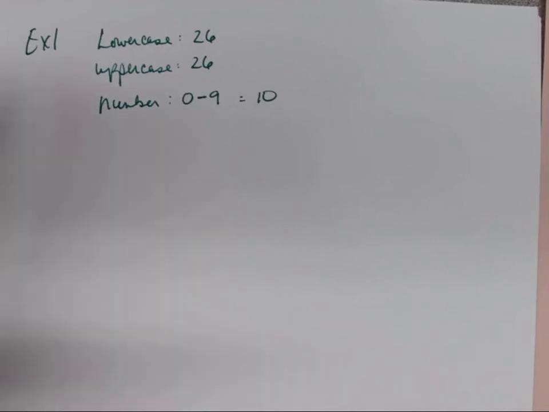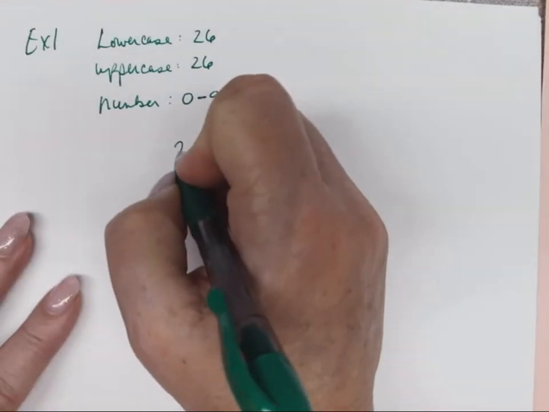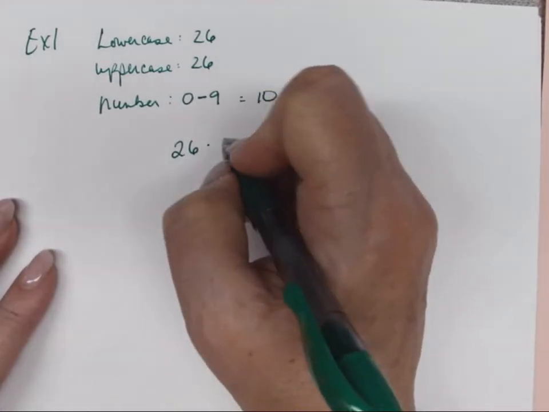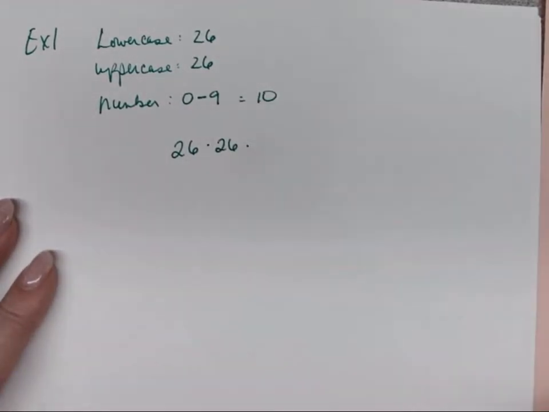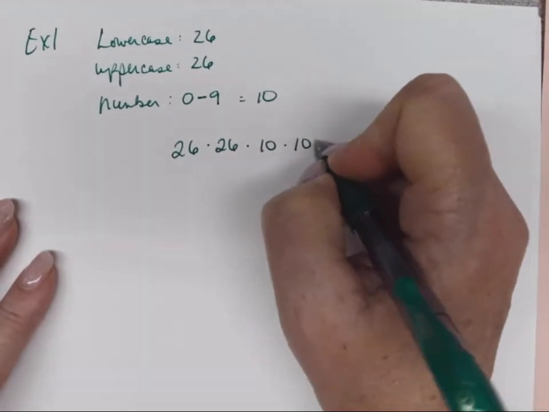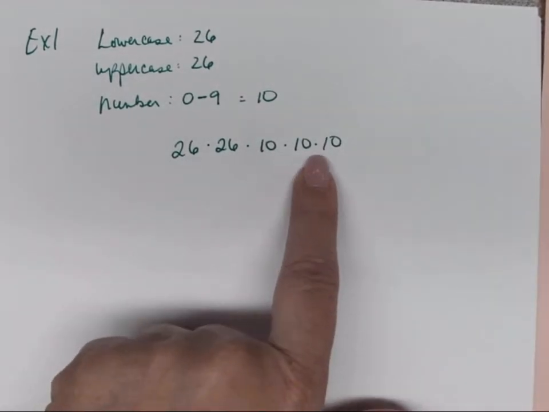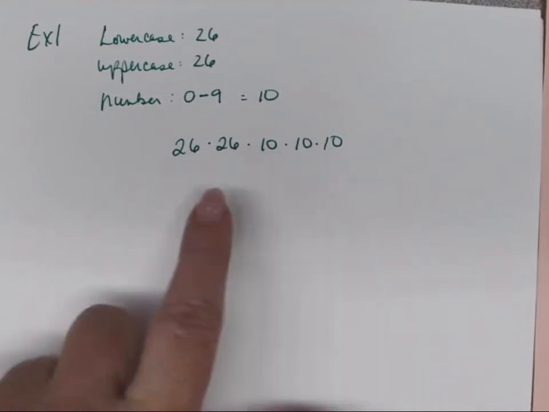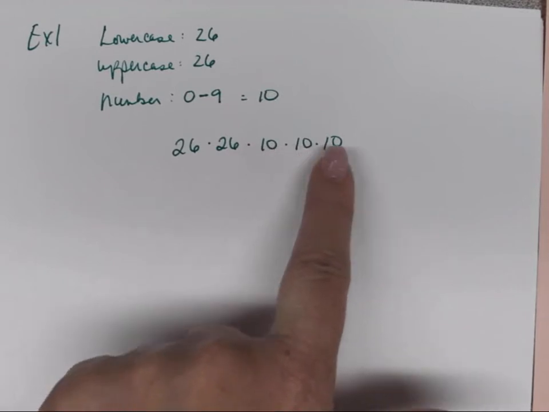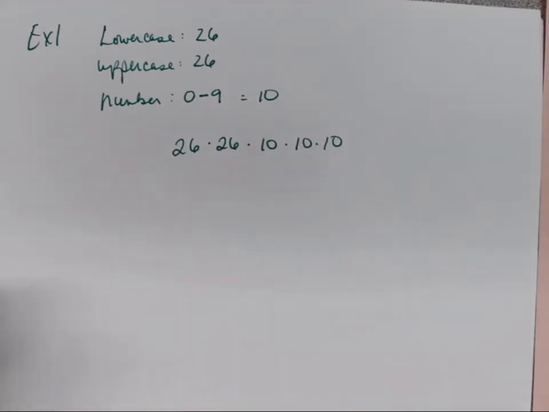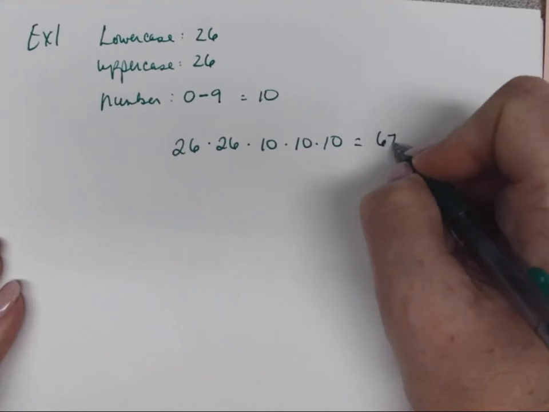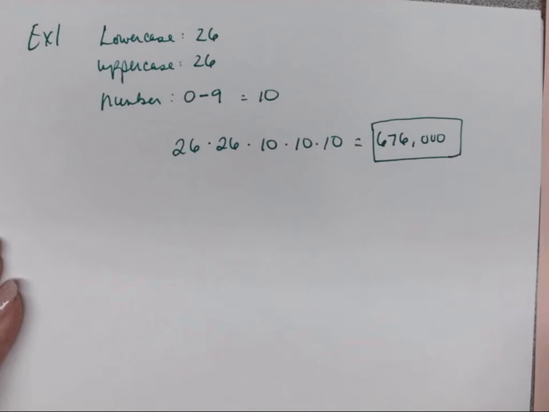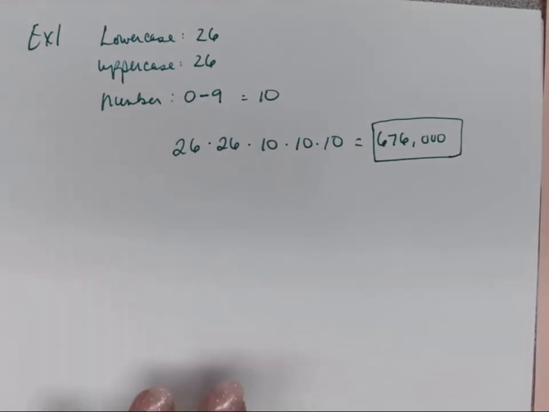So with our password, we would take the uppercase letter possibilities times the lowercase letter possibilities times the number 3 times, because there are 3 of them. Now notice I don't multiply by 3. I use each one individually. This event, this event, this event, this event, this event. And then you're going to multiply that, and you will get 676,000 as the possible different passwords you could create there.